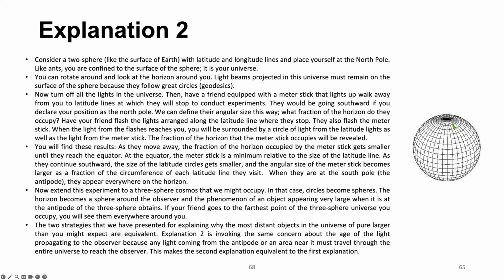As they walk away and hold up their meter stick so you can see it, the fraction of the horizon occupied by that meter stick gradually gets smaller because these latitude lines get bigger. But once they cross the equator, the latitude lines start getting smaller again. So if they could send you a signal when they're standing here showing the meter stick compared to the distance around this sphere, the length of the longitude, the meter stick would appear larger. It would in fact appear as big as it does here.